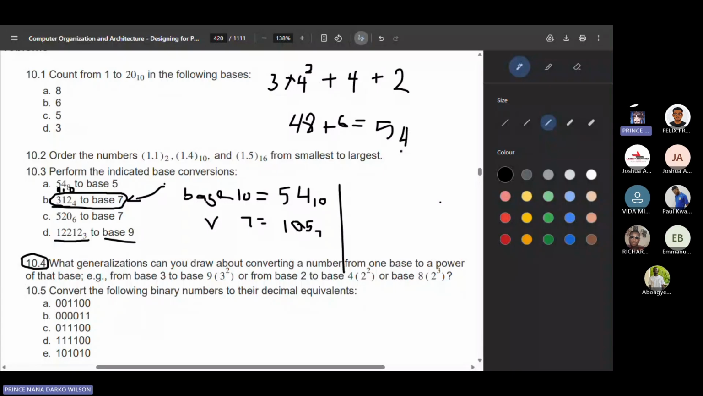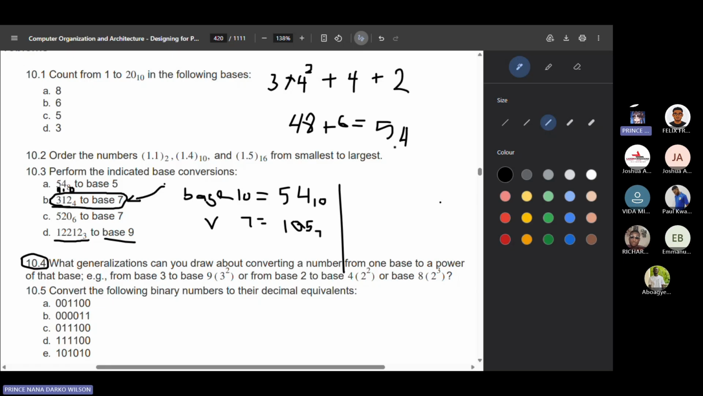Excellent. And then for the next, if we want to change it, we just have to repeatedly divide. Yes, I got the same answer. Excellent. That's good. So we have to repeatedly divide 54 by 7 and keep taking our remainders. So if I do 54 divided by 7, what can I get first? 7 times 7 is 49, which is as close as we get, right?